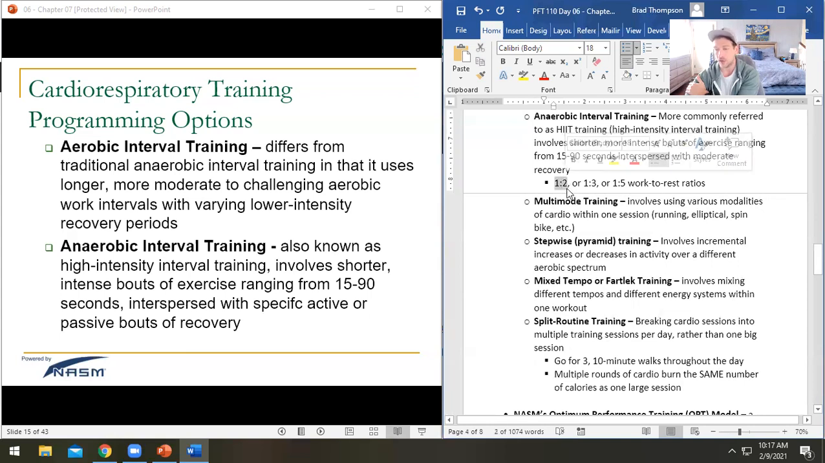That's the lowest recovery, right? So then you would take 15 seconds on, 30 seconds off. Or maybe you would do a 1-to-3 ratio, which would be 15 seconds on, 45 seconds off. That is my favorite, by the way. And then there's the really intense one, like 1-to-5 ratios. That's like 15 seconds on and a minute and 15 seconds off.